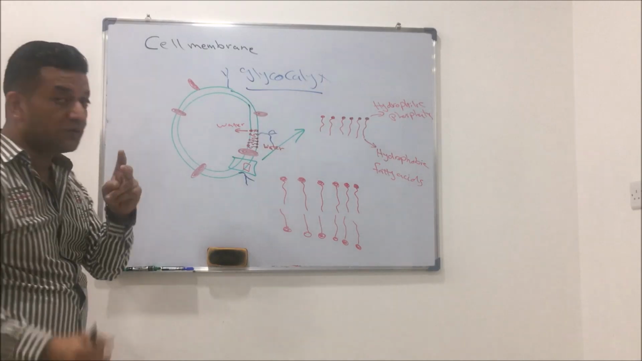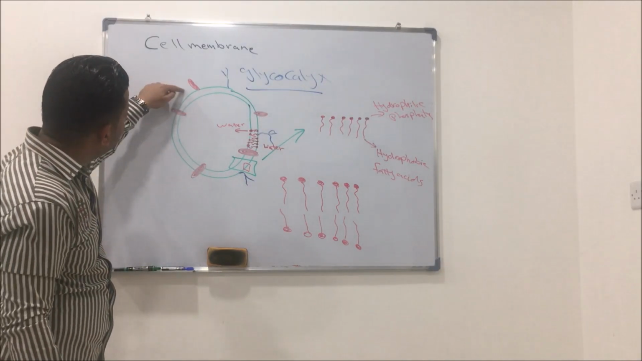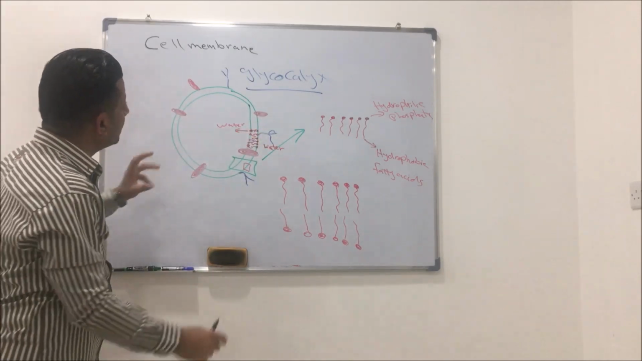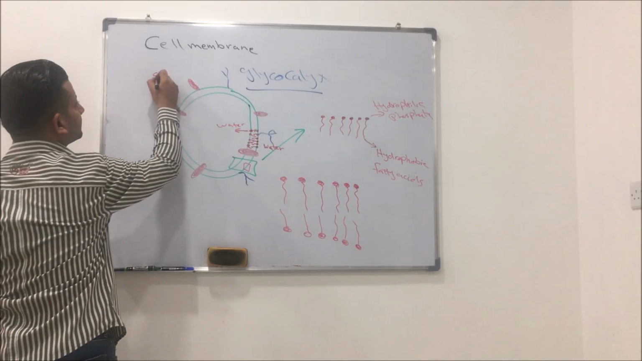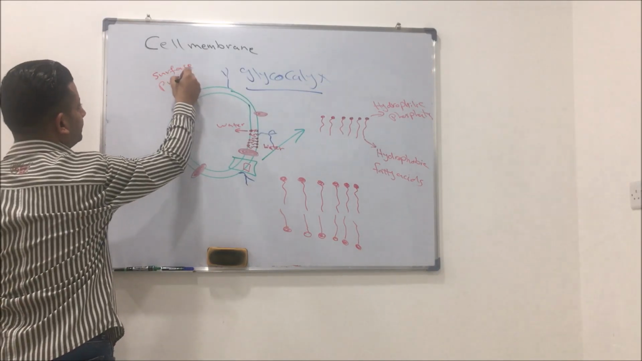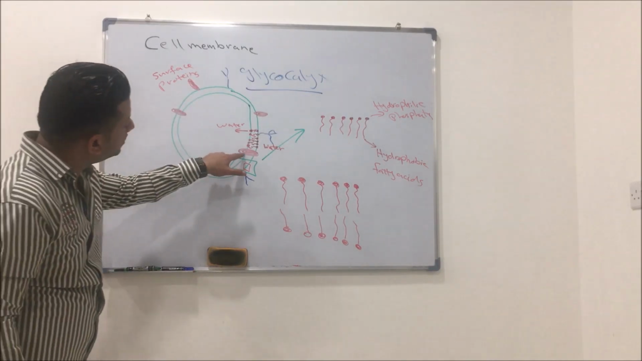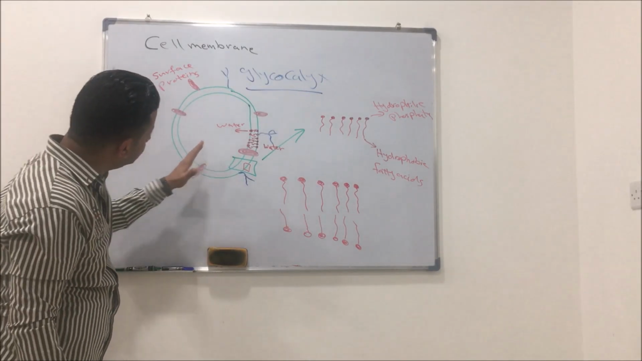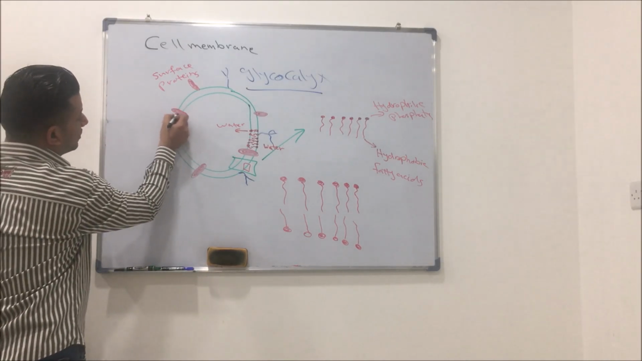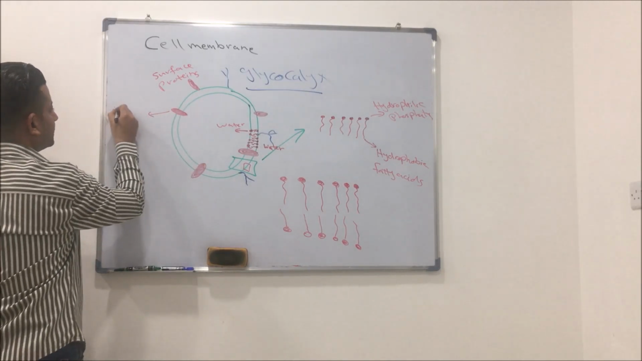The proteins are of two types. The proteins which are on the outer surface of the cell membrane are called surface proteins, while the proteins that you can see here that travel along the two layers of the cell membrane are called the integral proteins.